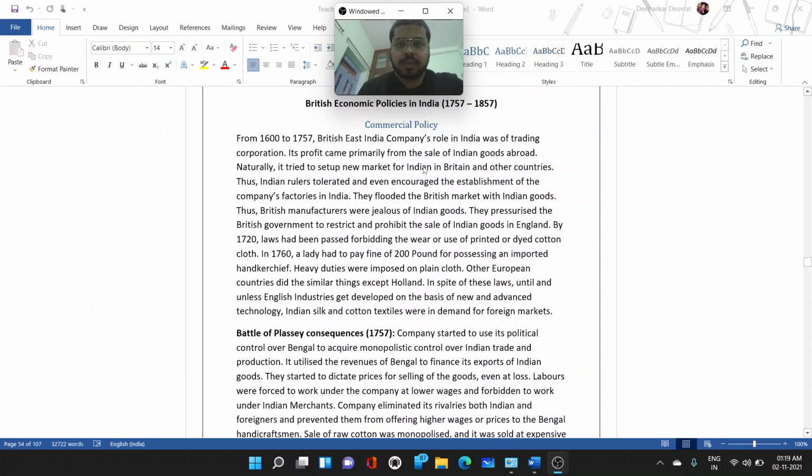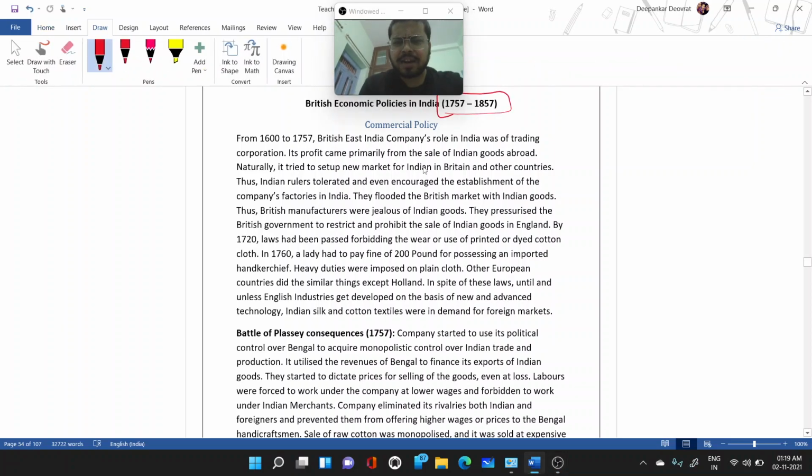So first, the commercial policy. This lecture has been taken from Bipin, and in that chapter, the period given is 1757 to 1857. We will see that 1857 will be the revolt period, and it was one of the largest revolts, where the peasants, merchants, and landlords were all united together and raised their voice against the British, but they lost it. All those things we are going to discuss in the coming sessions.